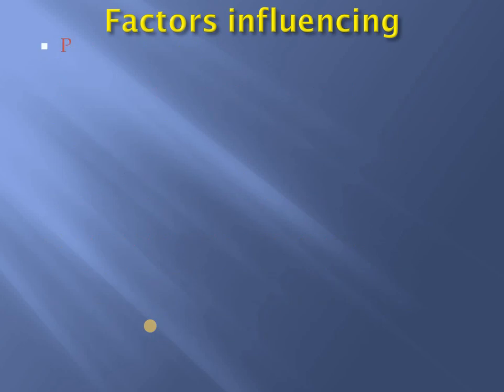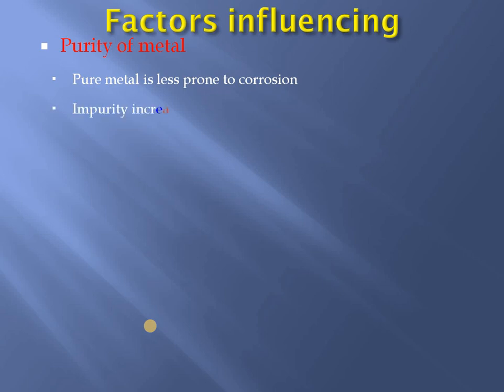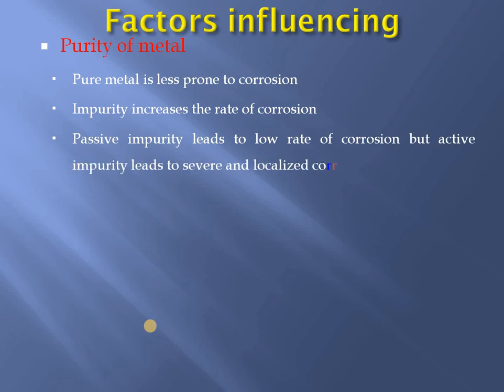The next factor is purity of the metal. The higher the purity of the metal, the lower will be the rate of corrosion. So pure metal is less prone to corrosion, while if impurity increases, the rate of corrosion will be enhanced. So impurity will enhance the rate of corrosion.